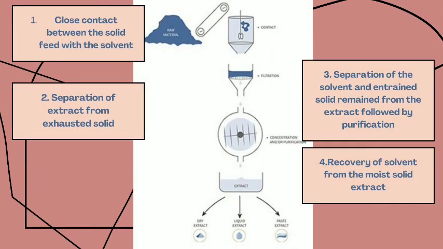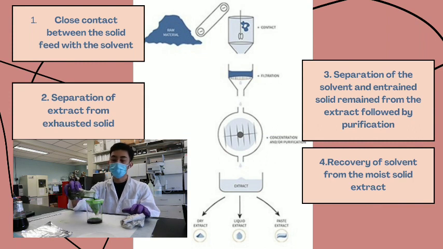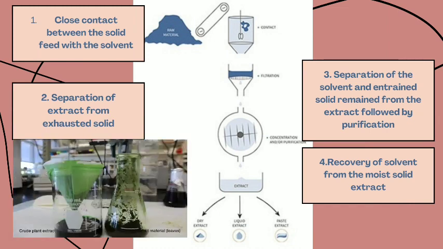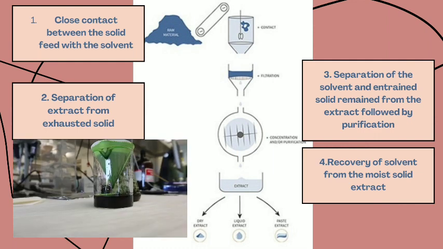The first step is to have a close contact between the solid feed and the solvent. It will then go through a separation of the extract from the exhausted solid. The solvent and entrained solid remaining in the extract will be separated, followed by purification. The final product will be in 3 states, which are dry, liquid, or paste extract. The solvent from the moist solid extract will be recovered.